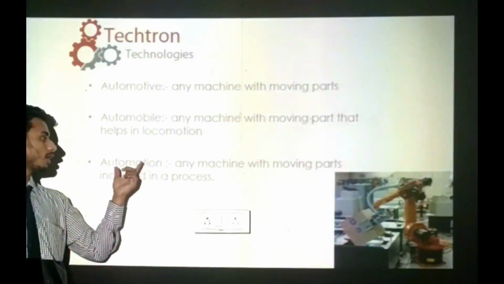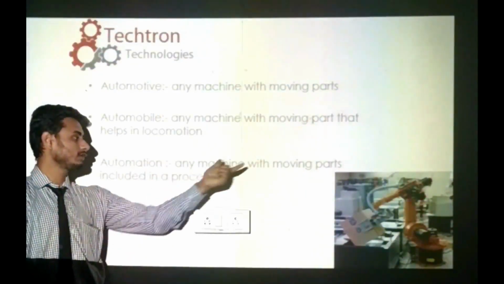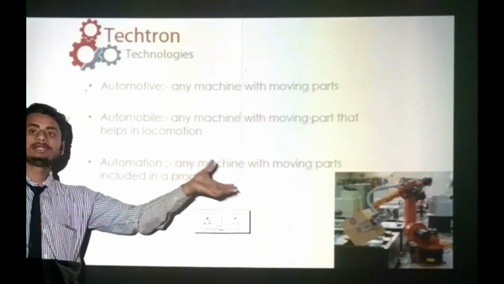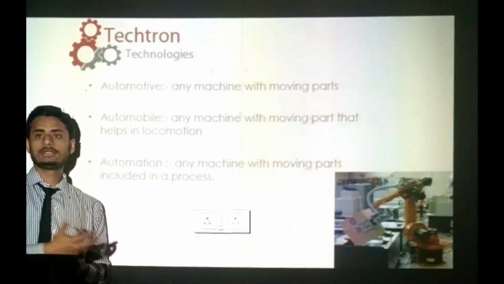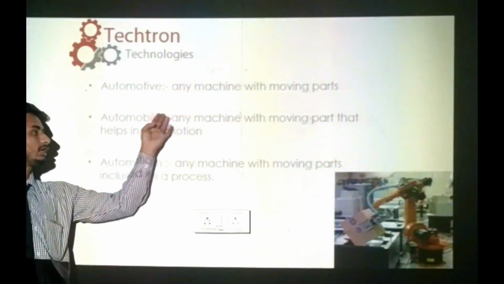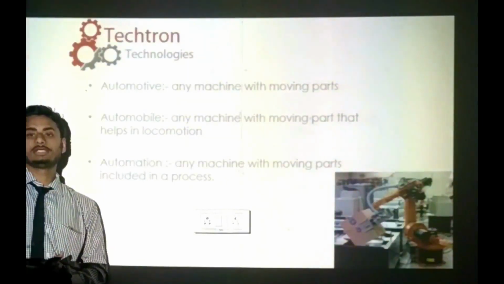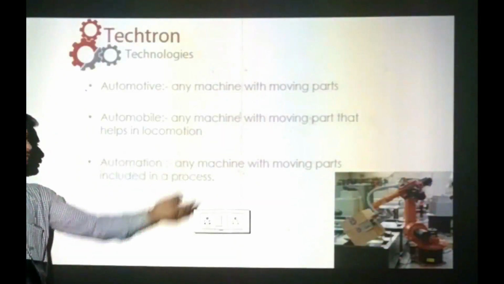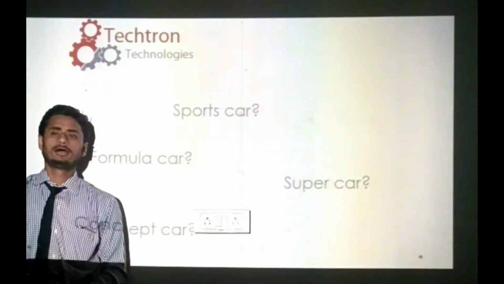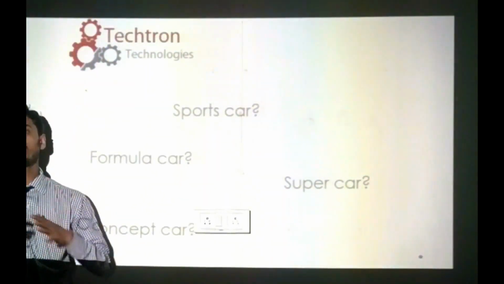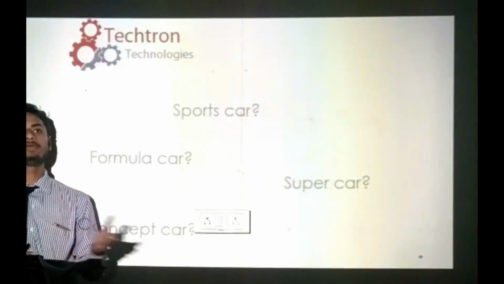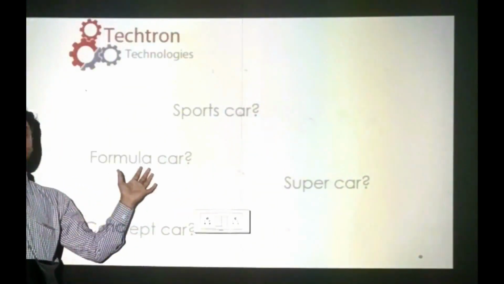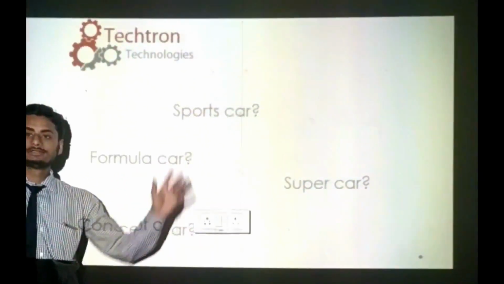And if we talk about automation, it means any machine with moving parts but included in a process. That is automation. We also know industrial automation and all. These three terms look like similar things, but they are different, and we differentiate them. Next, in automobile there are so many segments we can go through, like sports car, supercar, formula cars, concept cars.